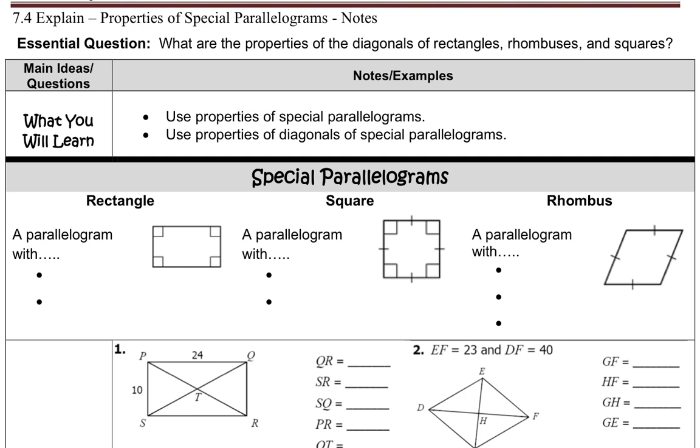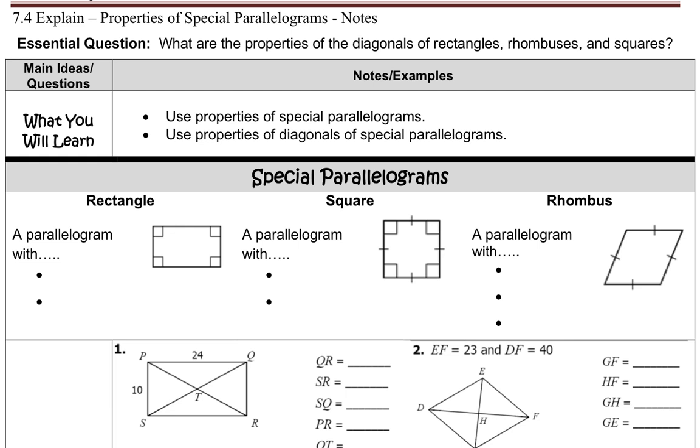Okay, so extending on parallelograms. First of all, opposite sides are parallel. Opposite sides are congruent. Opposite angles are congruent. Consecutive angles are supplementary. And the diagonals bisect each other.